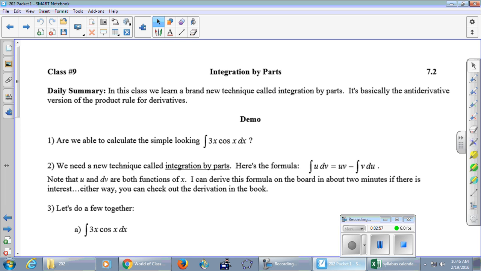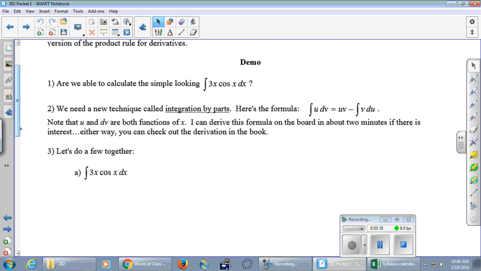The exam is going to be on everything from the semester, not just the recent integration techniques. It's going to be more like the homework problems than the project problems. Okay, so daily summary. In this class, we learn a brand new technique called integration by parts. It's basically the antiderivative version of the product rule, which we know from derivatives.